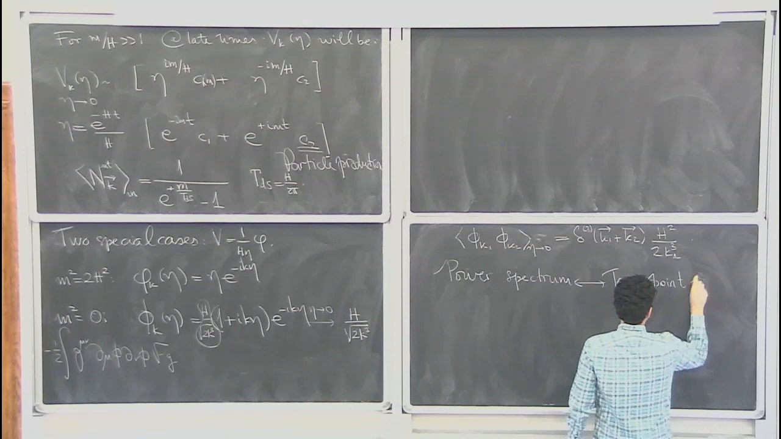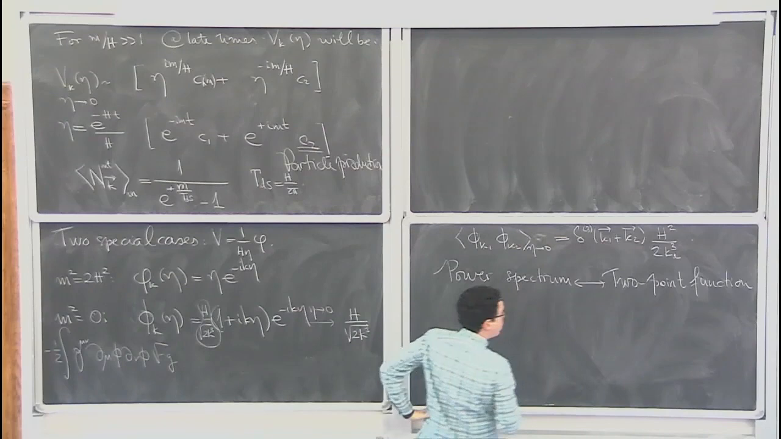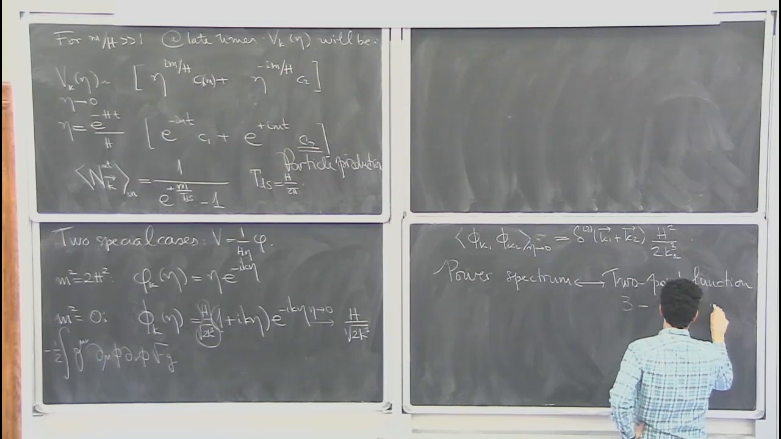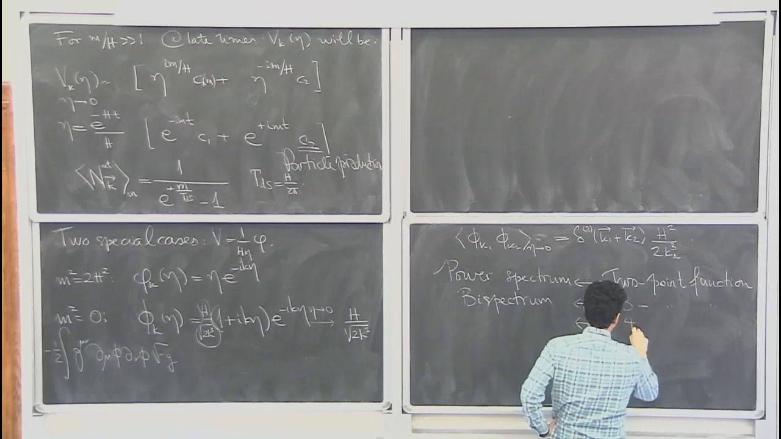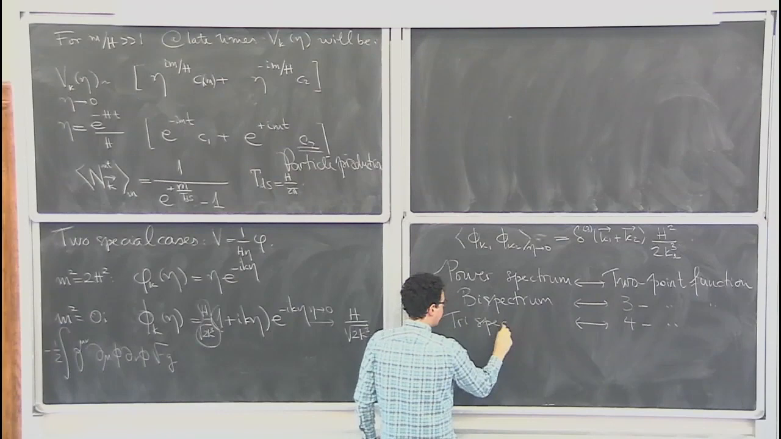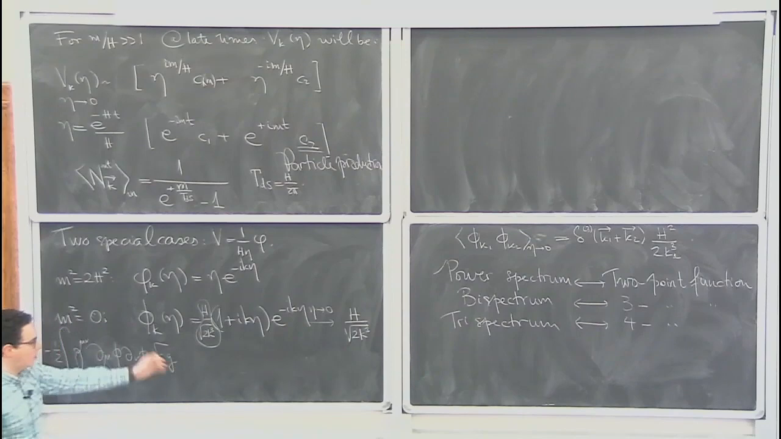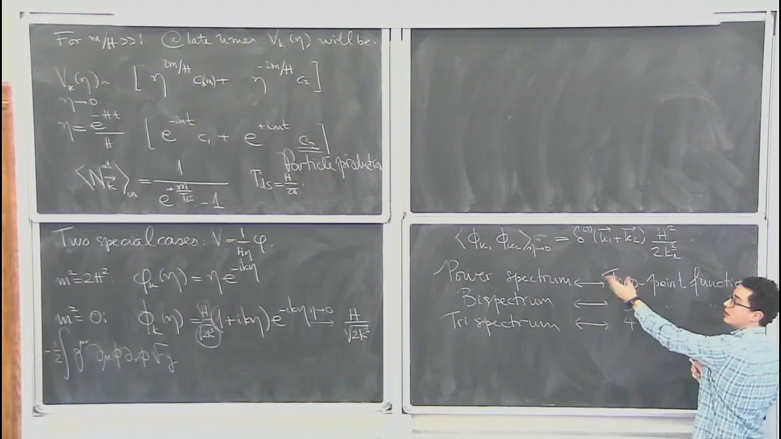And confusingly enough, in cosmology, the three-point function is called the bispectrum. Even though it's bi, it's the three-point function. And you can imagine the four-point function is called the trispectrum. Okay? So it's not my fault. Don't ask me why. So this is what particle physicists would call these things, and this is the cosmological name of those correlations.